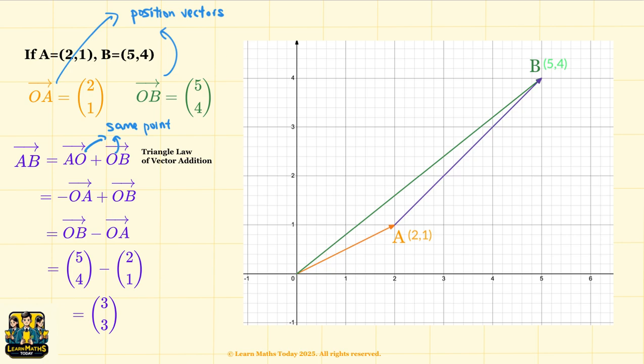We do not have AO, but we have OA, so we can flip the direction to have negative OA instead of using vector AO. And now we can replace the equation with vector OB minus vector OA, where we have vector (5, 4) minus vector (2, 1) to give us vector (3, 3). That means to move from position A to B, we need to move the vector 3 steps to the right and 3 steps up.